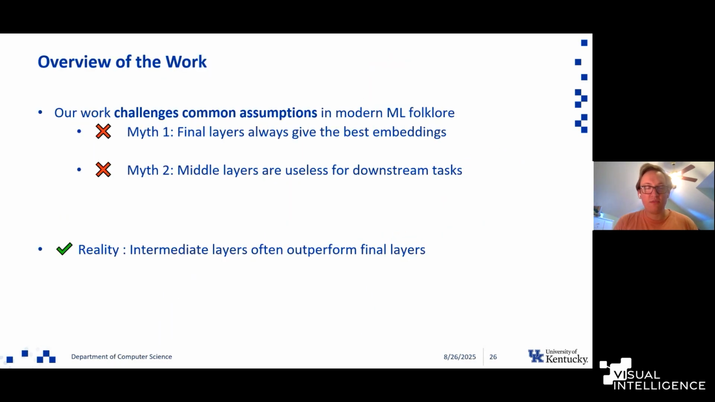So just an overview of the work. This work challenges some common assumptions that a lot of people have about modern machine learning. A lot of people, let's say they take an off-the-shelf model and want to apply it to their task, or maybe they'll train their own model. There's this common assumption that final layers always give the best embeddings. That's just the way machine learning is practiced. You'll take an off-the-shelf model, do a forward pass, and take the outputs. And there's a complementary assumption that the middle layers are useless for downstream tasks, or it's at least hard to apply them.